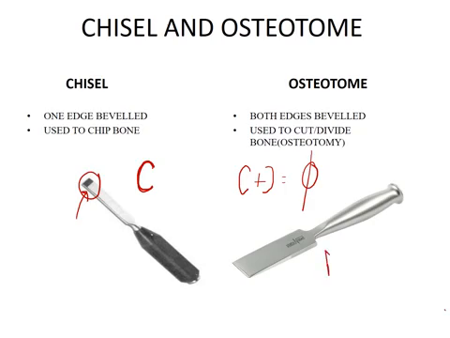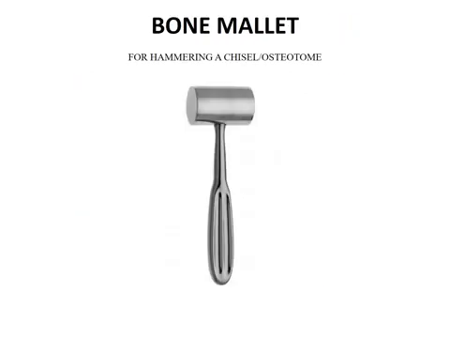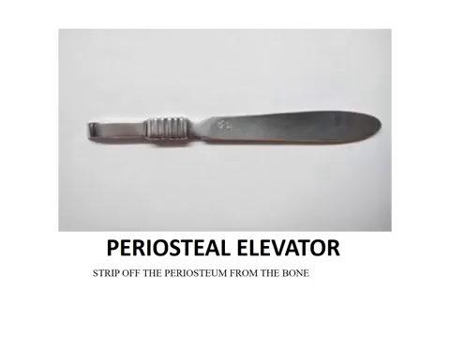It is high likelihood you will get osteotome. Chisel is a rare question to be asked. Then we have a bone mallet or a bone hammer, which is used along with the chisel and osteotomes in orthopedic surgeries. Bone mallet or a hammer. Periosteal elevator. This is used when you need to expose the bone either for plating or any other surgery. Periosteal elevator.